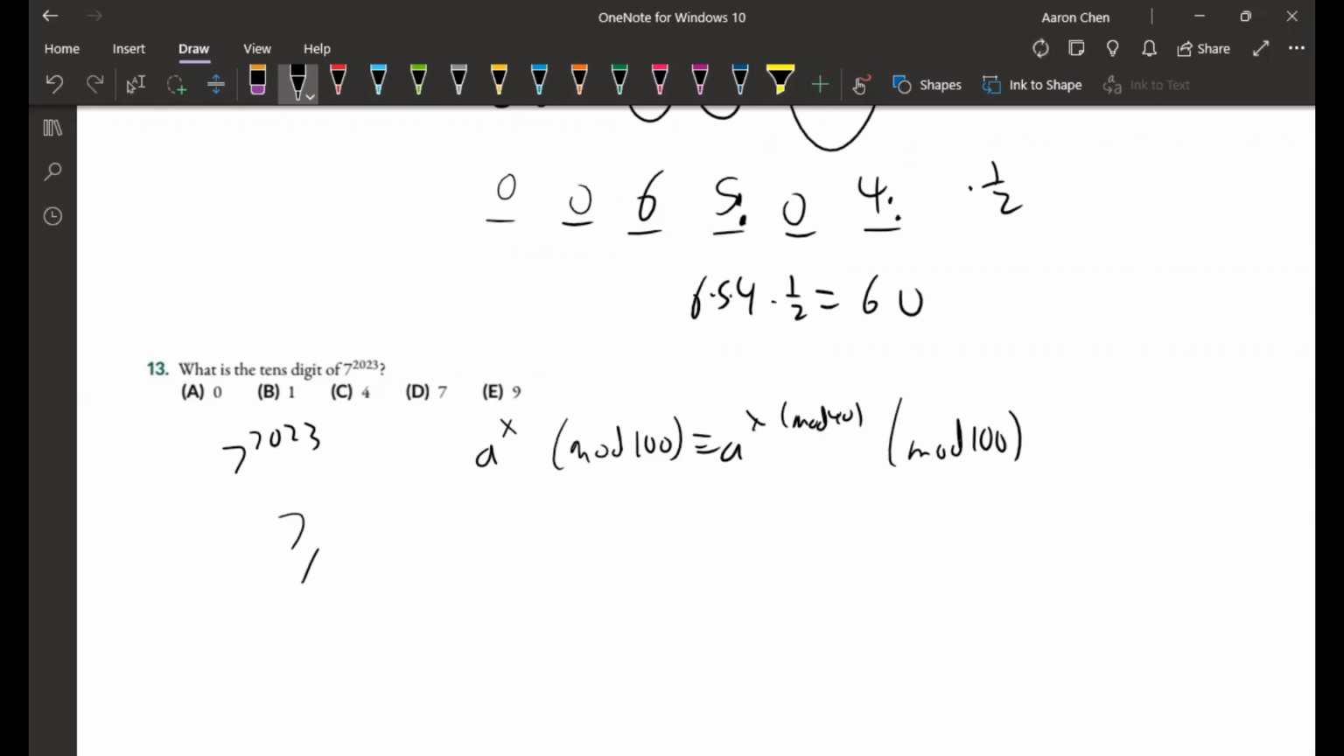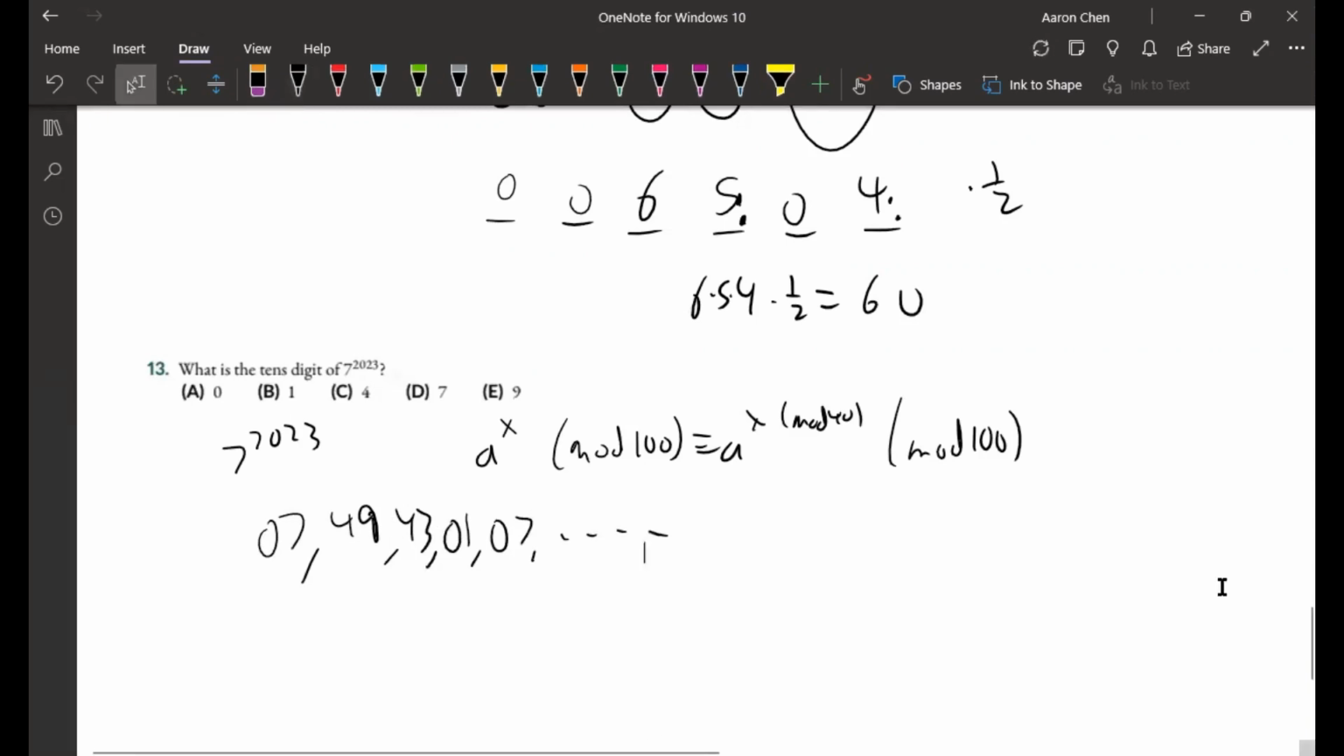So if you list them out, it goes 07, 49, 43. And then after that, it goes 01. And you can see that this just repeats again. 07, so on. So we can see that the tens digit will clearly either be 0 or 4. And so it's 2023. So this is 7 to the 1, 7 to the 2, 7 to the 3, 7 to the 4, and then 7 to the 5. So this cycle repeats every 4.